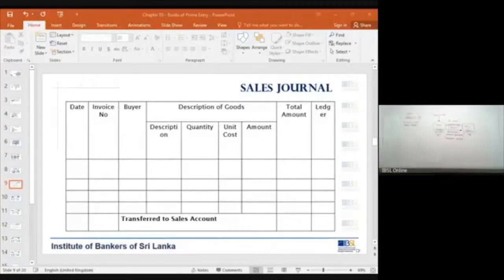So A becomes the seller and B becomes the buyer. Now we are talking about the point of view of A. Now, if I am recording this transaction in the books of A, this is a credit sale.